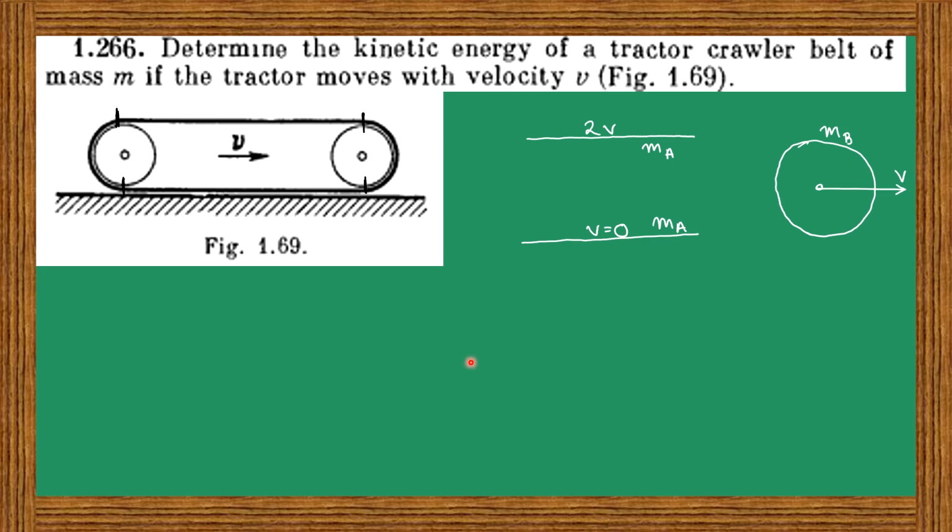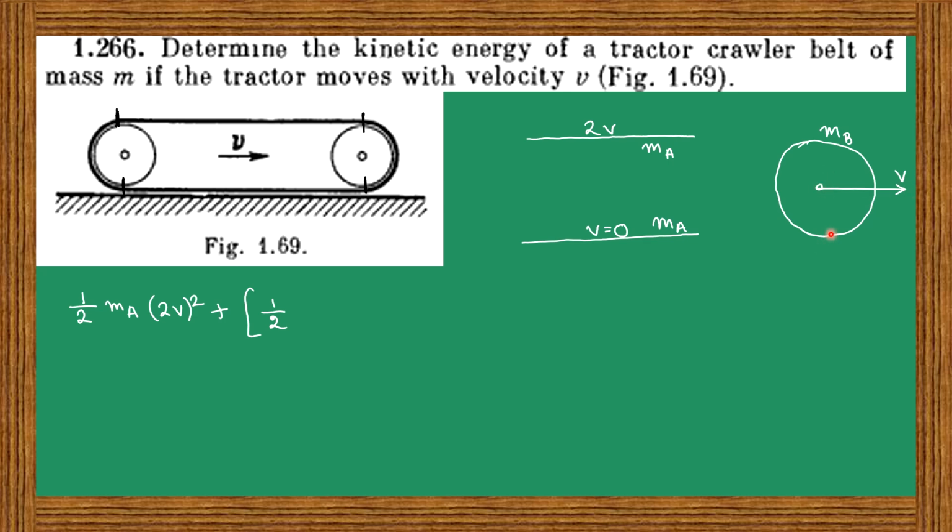So what is the kinetic energy of this part of the belt? It is nothing but half ma into 2v square. Okay. Kinetic energy of this part of the belt plus kinetic energy of this part of the belt is equal to 0 plus kinetic energy of this part of the belt. Now this belt is nothing but a ring kind of thing. The kinetic energy of this part of the belt is nothing but half I omega square. If you want to take I about center, you have to take half I omega square plus half mv square.